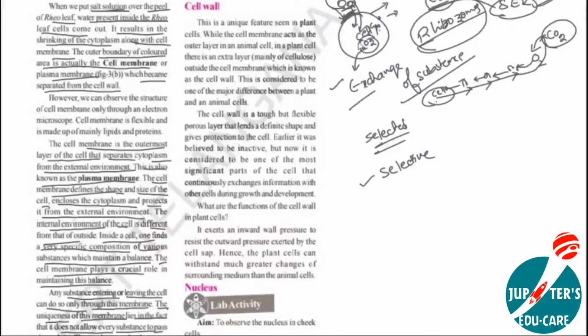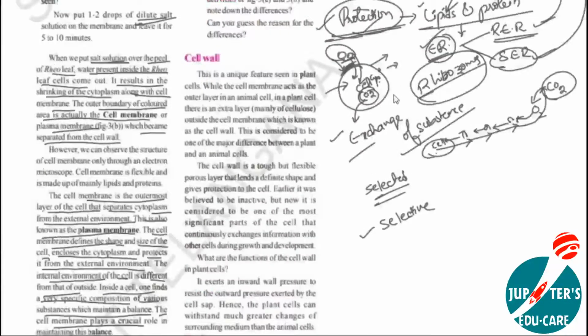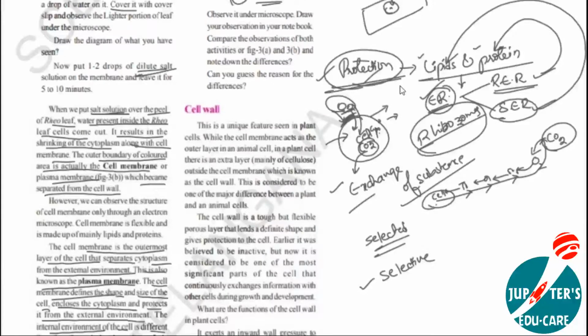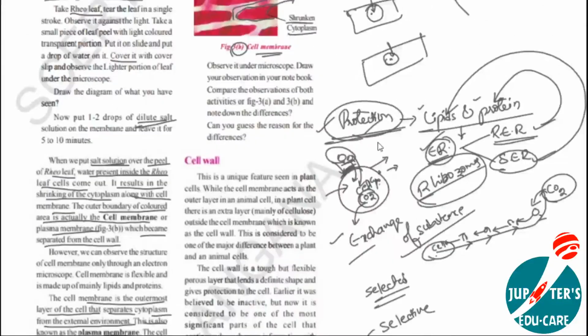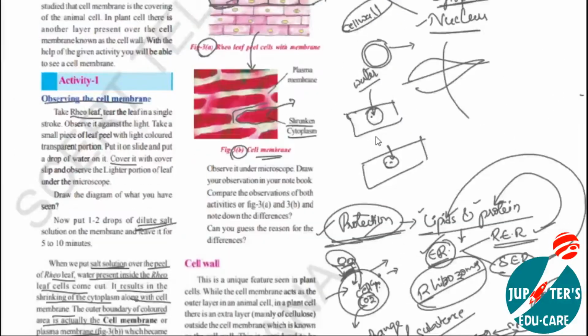How does it maintain this balance? By exchanging substances. How much water is required by the cell? Only that much water is allowed by the cell membrane; excess water will not be allowed. In this way, the quantity of water and air and that balance will be maintained by the cell membrane. So the cell membrane helps the cell in protection, in providing shape and size, and at the same time in the exchange of gases and substances through it. This is about the cell membrane.